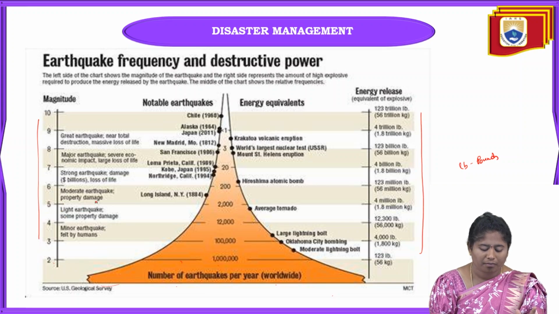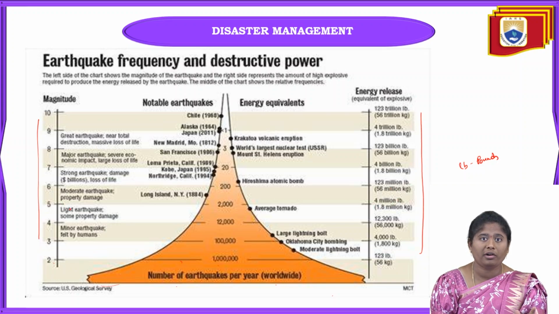Next one is the light earthquake. In a light earthquake, we observe some property damage. At that time, 2000 earthquakes per year happen, and average tornadoes also happen, and its energy is almost 4 million only.